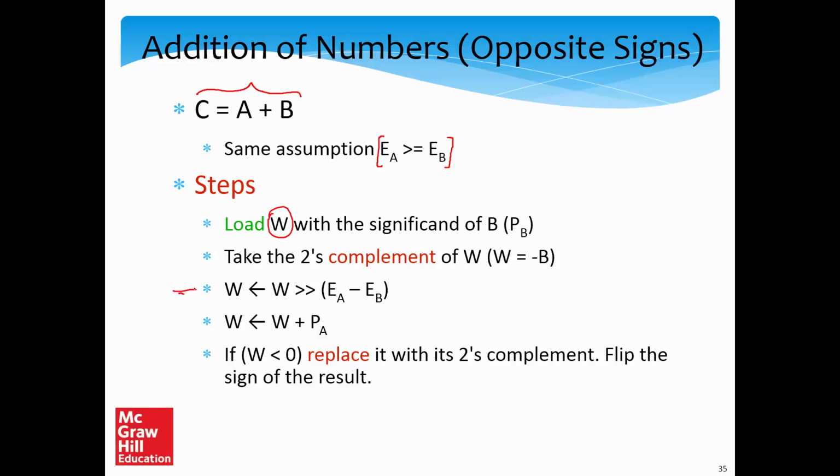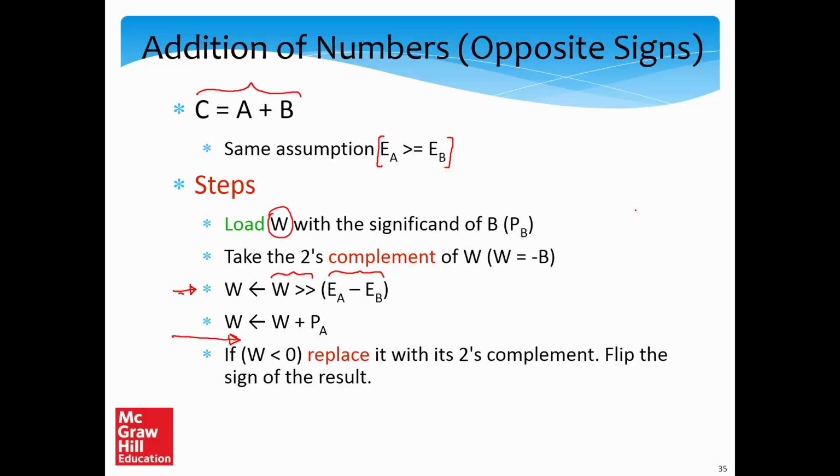The next step would be to align the decimal points. To align the decimal points, we do the same thing that we did in the case of numbers which had the same sign, which was that we right shift W by EA minus EB positions such that their exponents are the same and the decimals are aligned. Subsequently, we add W with PA, so this will complete our addition. Recall that till this point everything is standard.